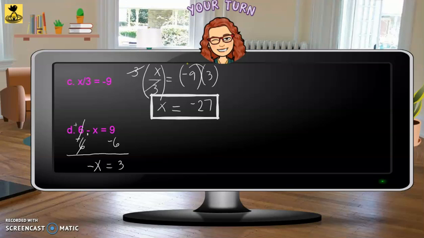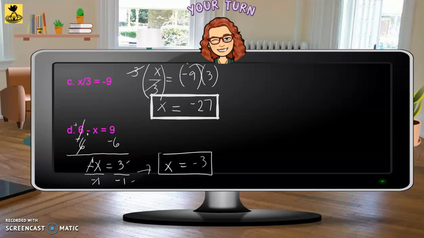Then we need to divide both sides by negative 1, since this is understood to have a negative 1 here, because it's negative x, meaning it's negative 1x. So we need to divide negative 1 both sides, division property of equality. So then we can cancel the negative 1, negative 1. So we have x equals negative, 3 divided by negative 1 is negative 3.